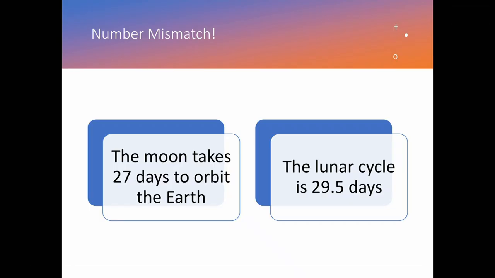I said it takes the moon 27 days to orbit the Earth, but the lunar cycle is 29 and a half days. So can anyone think of a reason why these numbers don't match up? Maybe you can come up with a theory with the people next to you.